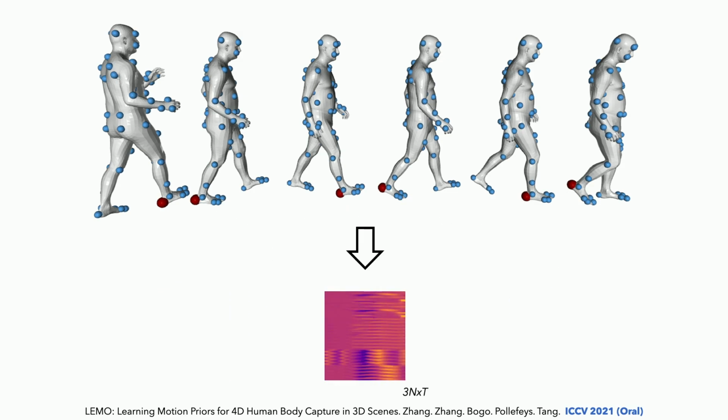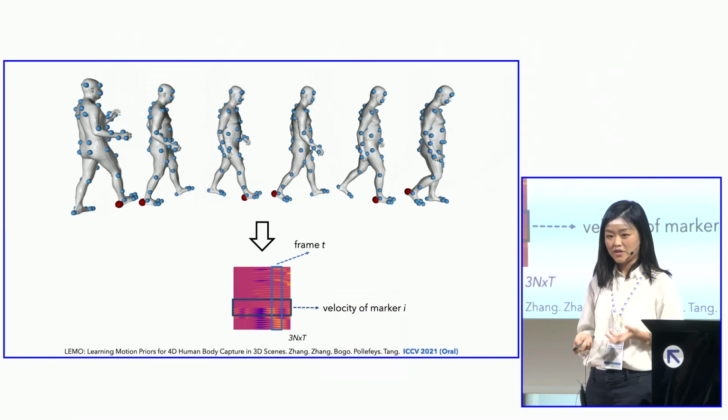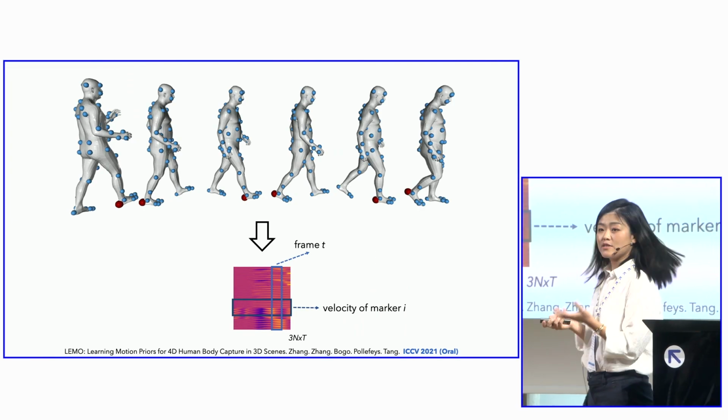And what we get in the end is actually an image. On this image, this dimension is the velocity of a certain marker, and this dimension is the velocity of all the markers for a certain frame. Now we have an image, and as computer vision researchers, with an image we can use convolutional neural networks, very simple neural networks. That's what we did.